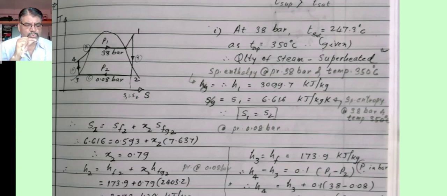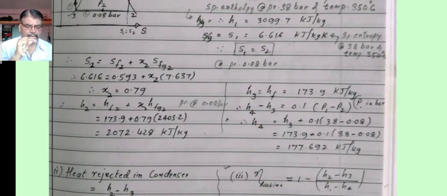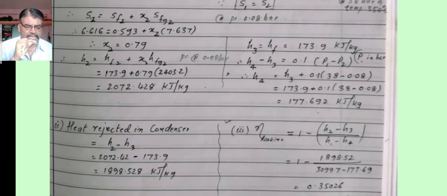Now at point 2, the pressure is 0.08 bar. We write the equation S2 equals SF2 plus X2 SFG2. Taking the values of S2 and SF2 from the steam table, we can find the dryness fraction at point 2. The answer is 0.79. Now we write the equation for H2, that is HF2 plus X2 HFG2, where HFG is the latent heat, the enthalpy change from fluid to gas. By putting in all the values we can get H2.